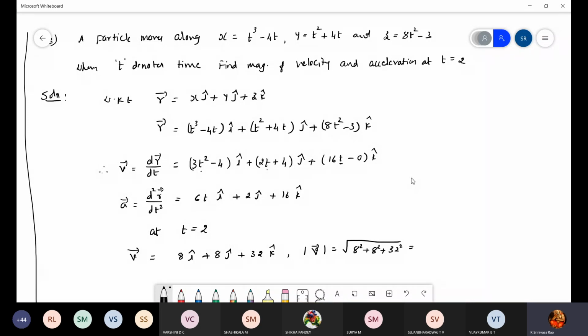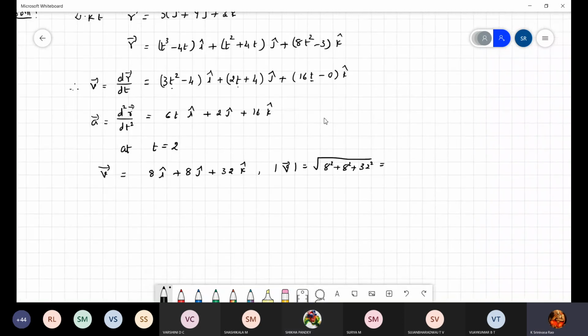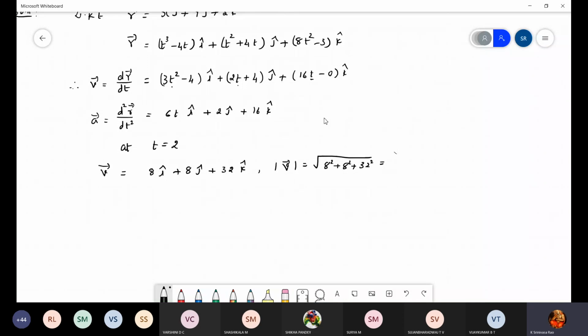And what is the answer? Just tell me. 24 root 2. Correct? Okay. Similarly, acceleration a at t equals 2: 6 twos are 12 i cap plus 2 j cap, there is no t here, plus 16 k cap. Its magnitude is the square root of 12 square plus 2 square plus 16 square.